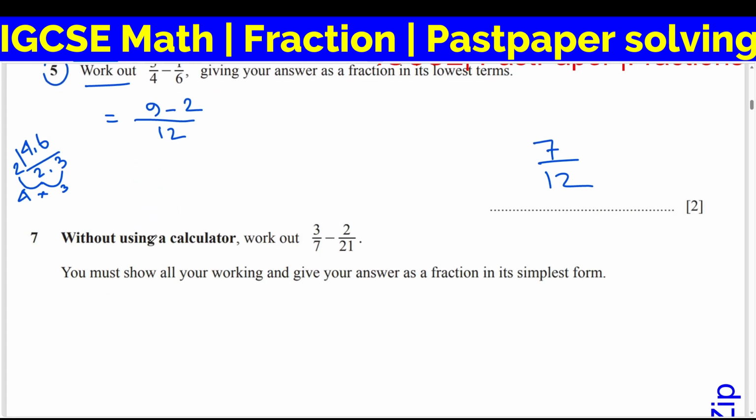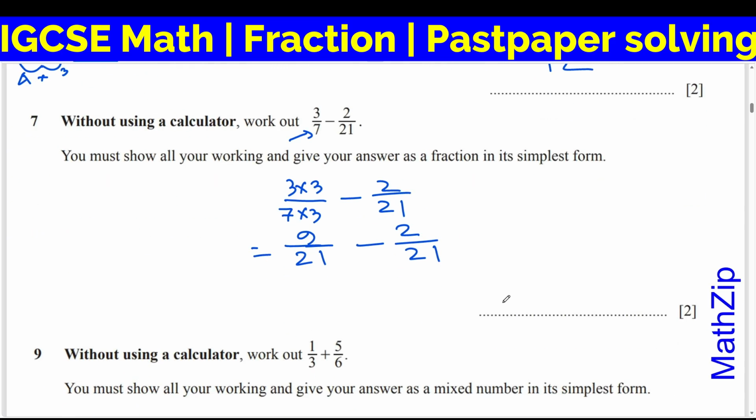Next question. Without using a calculator, work out 3/7 minus 2/21. So there is a very easy way we can simplify this one. How? First we make a common denominator. So here is 7, so we can multiply this one by 3. That means 7 times 3 is 21, and 3 also we have to multiply by 3. So 3 times 3 minus 2/21. Now look, here is 9/21 minus 2/21.